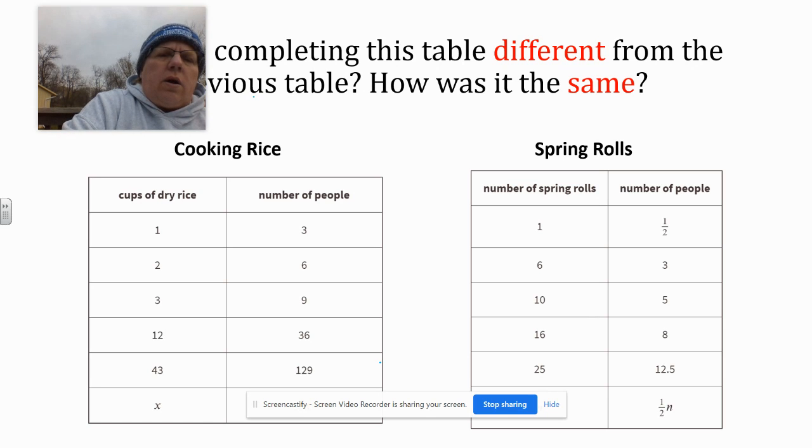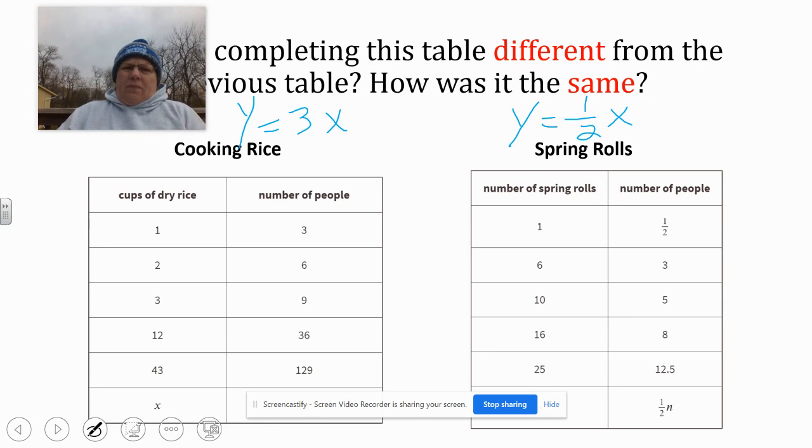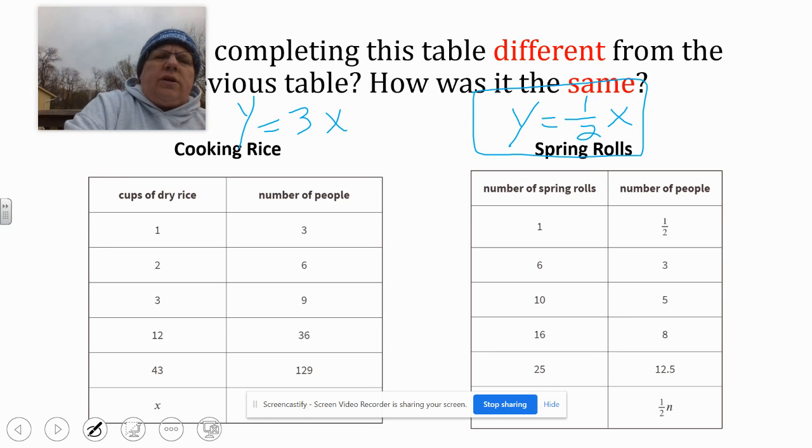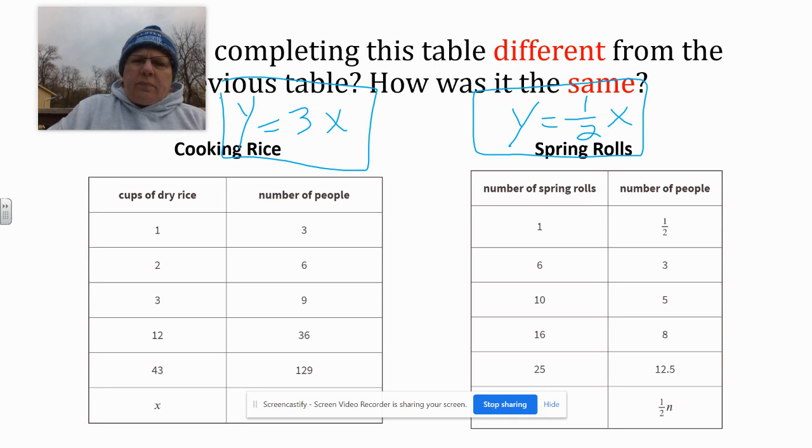On this one, we said our formula was y equals 3 times x, because we said our proportionality was 3 all the way through. On the spring rolls, we use the constant of proportionality of 1/2. And so on this one, our formula would be 1/2 times x. And I would be able to use that equation all the way through for each of them, regardless of the number of cups of dry rice or the number of spring rolls that I'm going to use. So it does not always have to be a whole number for my constant of proportionality. In fact, as you get into algebra, you're going to realize that there's a lot of fractions.